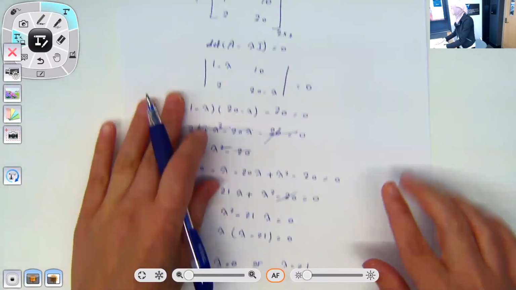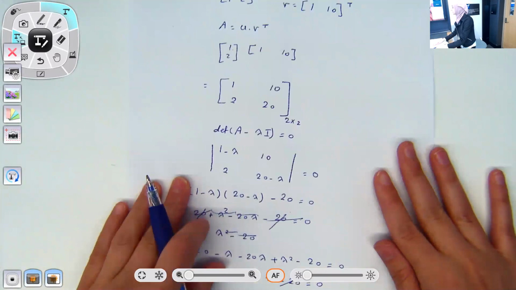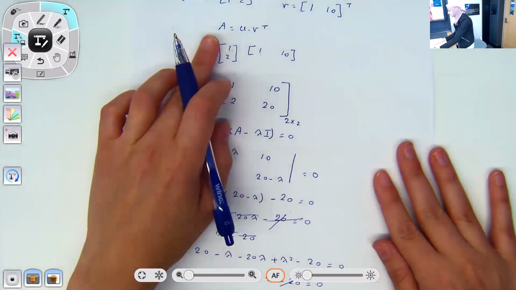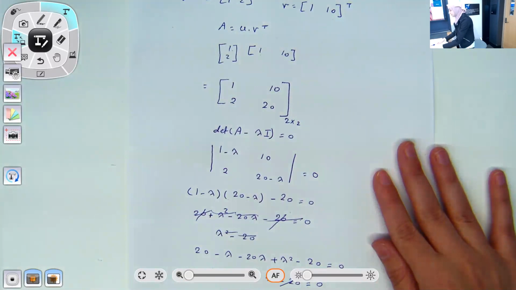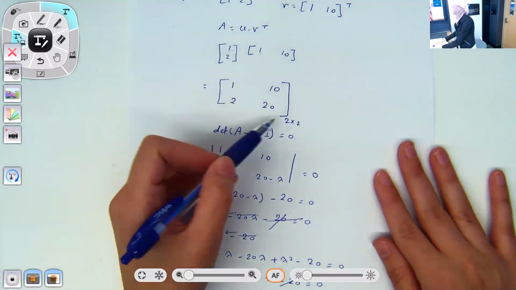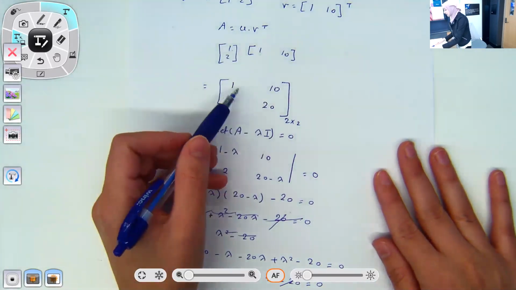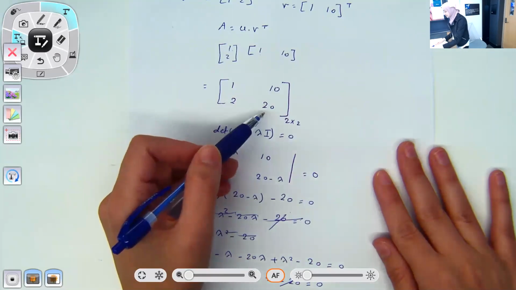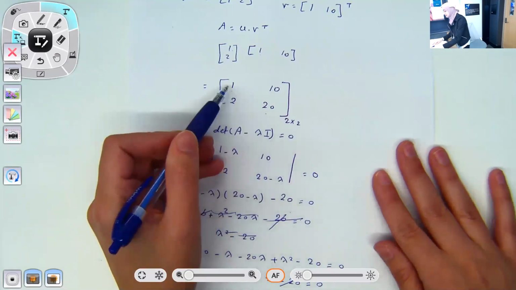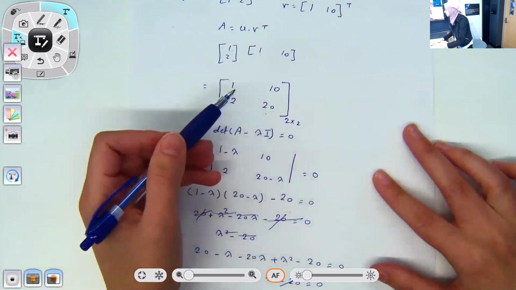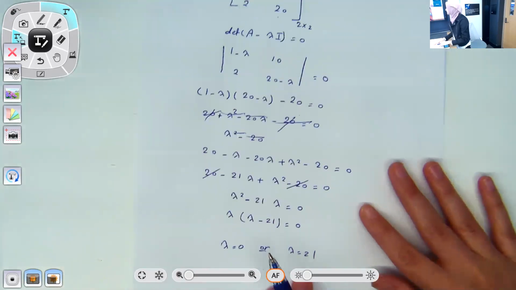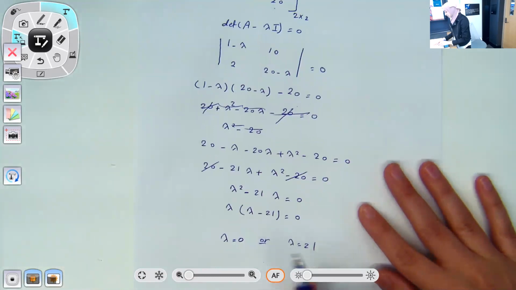If you look back to the matrix A, do you think there is any relationship between the matrix A and the values of lambda? If you try to find the trace of this matrix, which is the sum of numbers in the diagonal, 20 plus 1 equals 21, which is the same as the nonzero value of lambda, which equals 21.